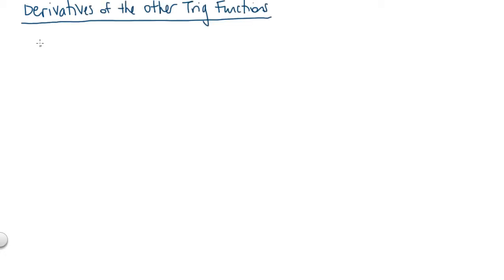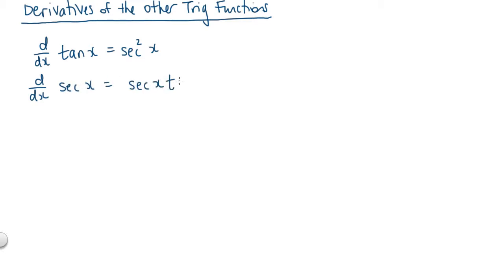In this video, we're going to look at derivatives of the other trig functions. There are four new formulas that we want to be familiar with. The derivative with respect to x of tan x is secant squared x. The derivative with respect to x of secant x is secant x times tan x.